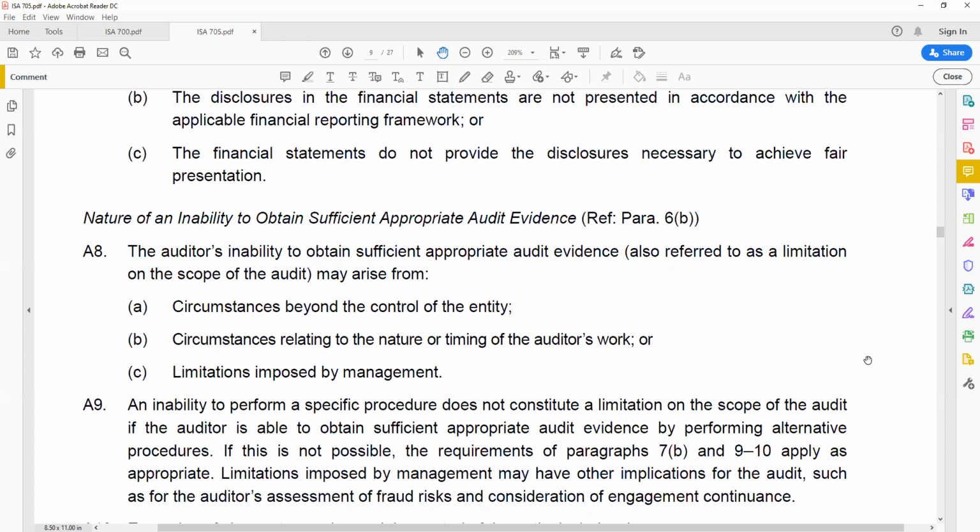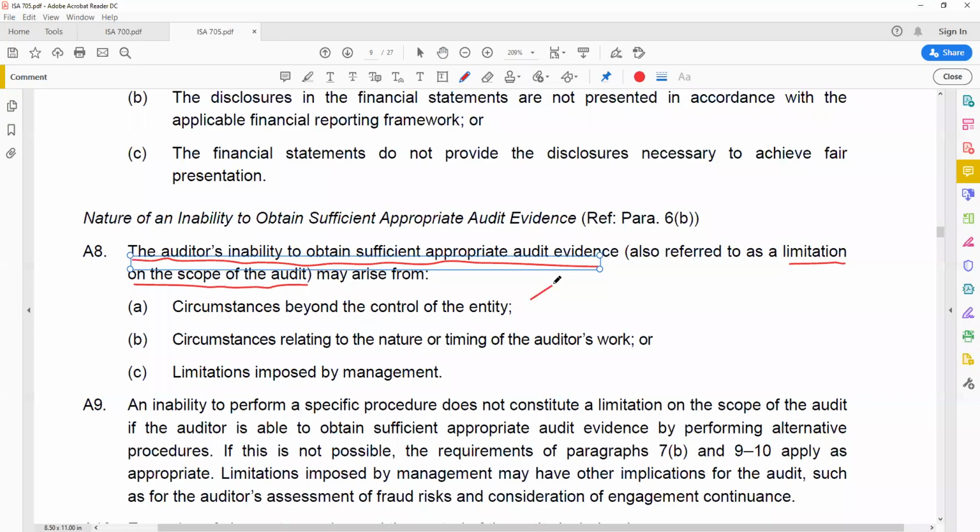And regarding the scope limitation, points A8 and A9 give those situations where there could be a scope limitation. The auditor's inability to obtain sufficient appropriate evidence is referred to as a limitation on the scope of the audit.